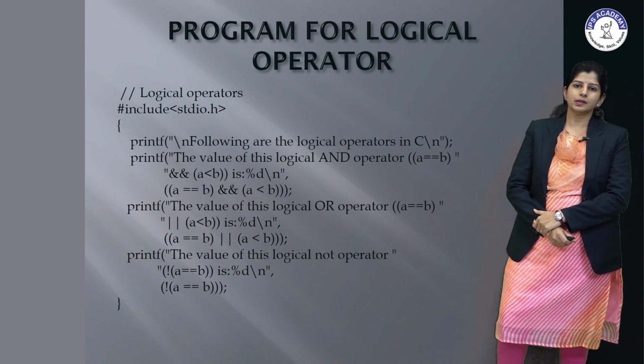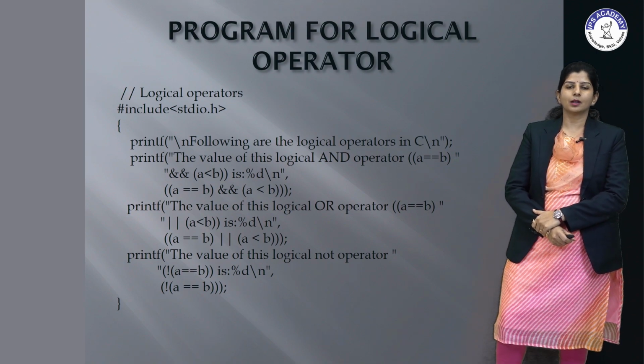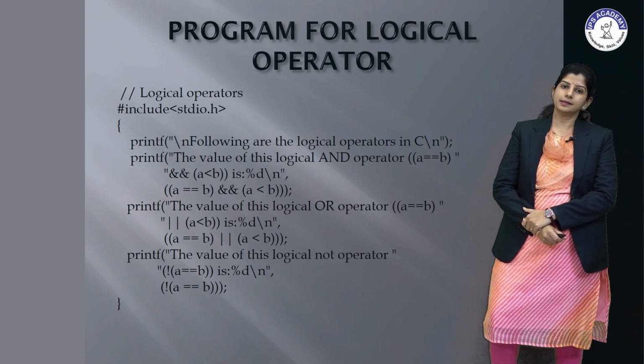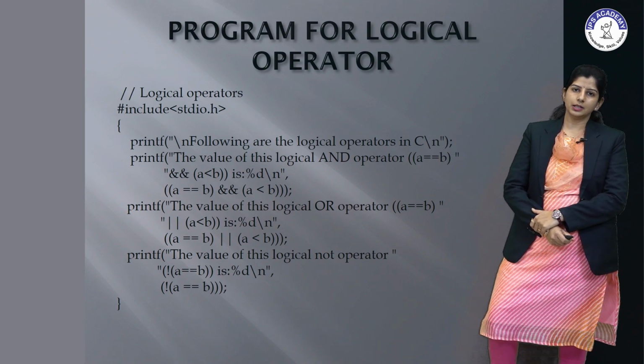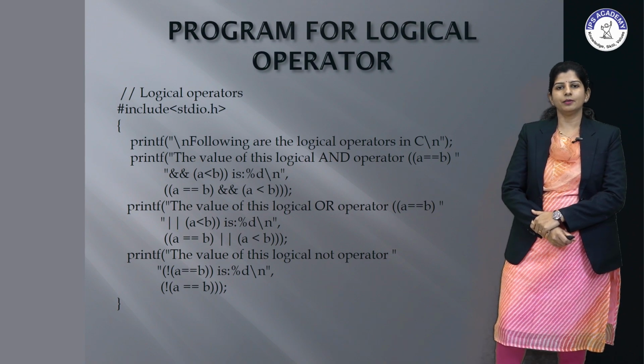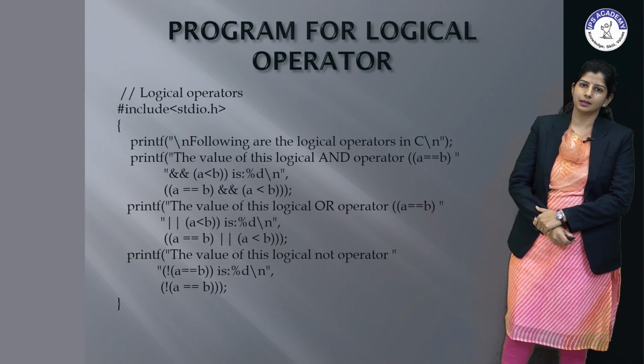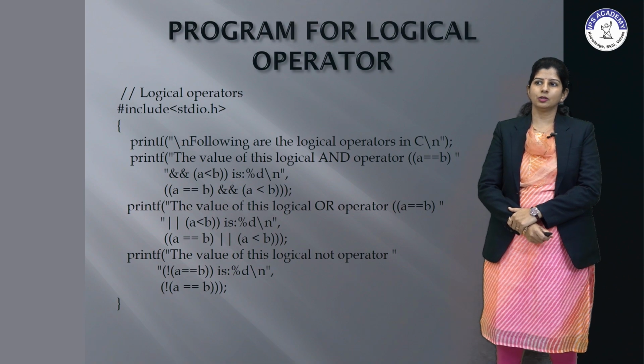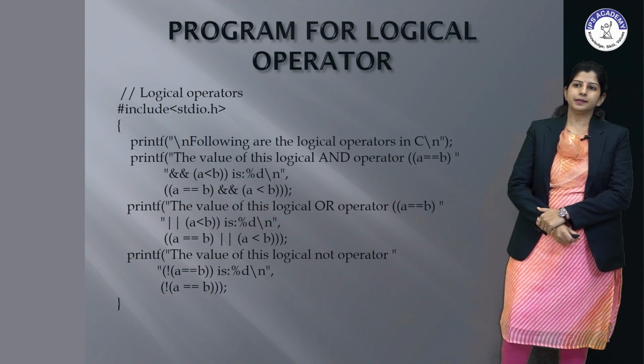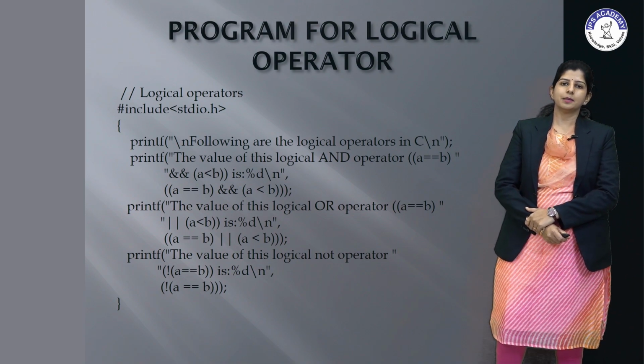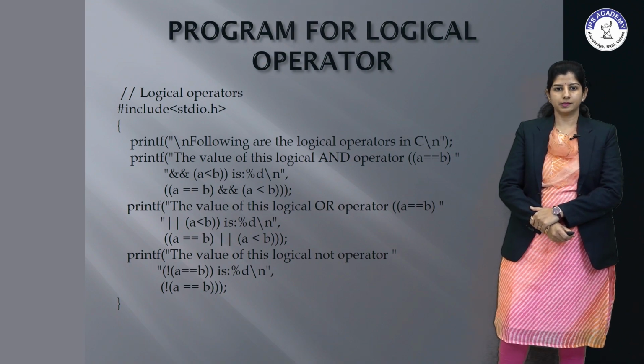The OR operator is used in this way. Again, if A is equal to B or A is less than B. In this case, it is an OR condition, either this or this. If any one of them is satisfied, then I am getting the result. %d is again used for the integer data type. My data type is int, that's why I am using %d.